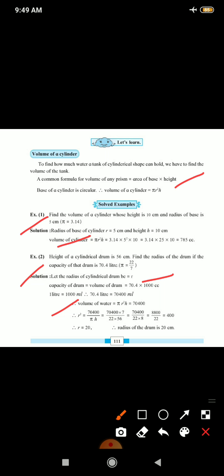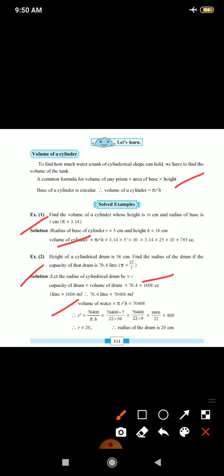Okay. So, that is equal to 70,400. You know 7 ones are 7, 8 sevens are 56. So, 70,400 upon 22 into 8. That is equal to 8,800, or 8,800 upon 22. So 22 ones are 22, 22 fours are 88, 2 zeros remain, so it becomes 400. Okay, so that is equal to r is equal to 20. The square root of 400 is 20. Therefore, the radius of the drum is 20 centimeters.